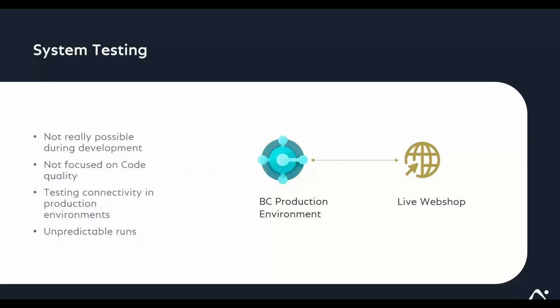So system testing is not really possible during development, because often you don't have the live systems yet. Testing happens in production environments, which means you have unpredictable runs, because maybe someone has changed data in the live system and your test is not predictable anymore. So one test may work, the next test may fail because some data has changed and you have to adapt your tests to the actual data.